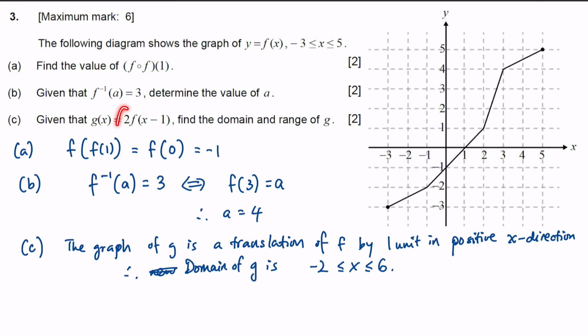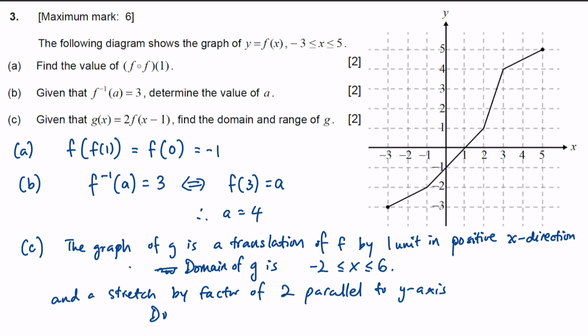Now we haven't done the times 2 yet, so what that does is a transformation where it is a stretch parallel to the y-axis by a factor of 2. So the -3 here will go down to -6. The 5 here will be multiplied by 2 to get to 10. So a scaling or stretch by a factor of 2 parallel to the y-axis.